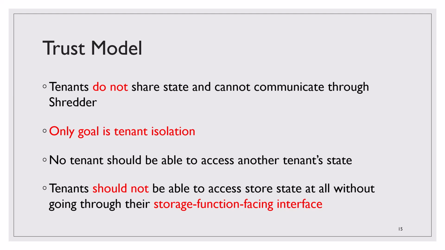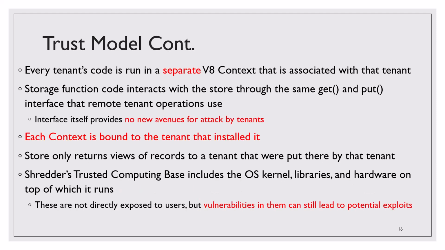As seen in the illustration for the design before, after the request goes to the networking layer, it should go through the storage function layer, and this is where the interface would be. Tenants are the ones who create the functions to store in the function layer, and they can call those functions. Every tenant's code is run in a separate V8 context that is associated with that tenant. They are in their own isolated virtual machine.